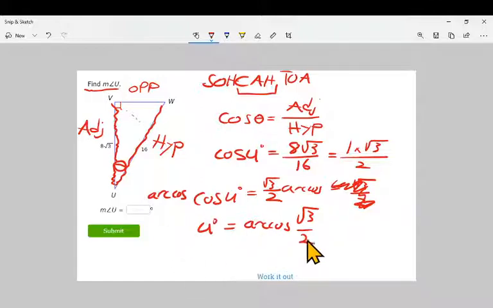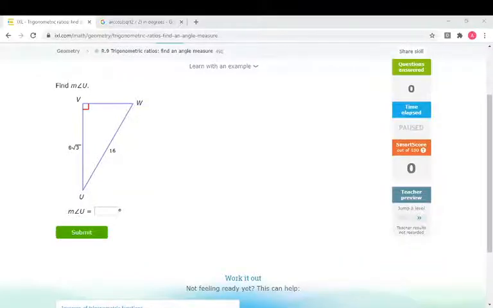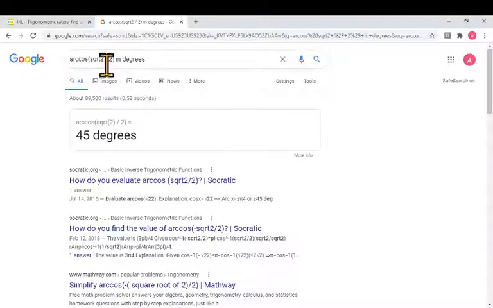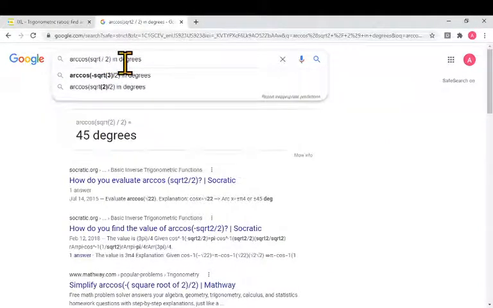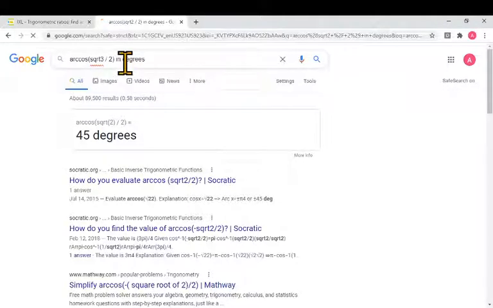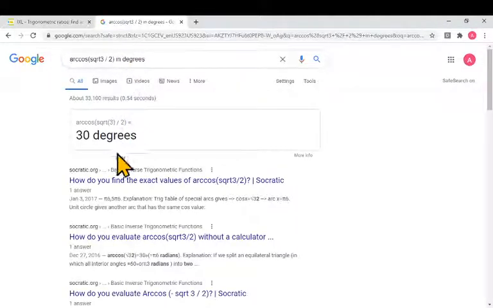If we plug arc cosine of square root of 3 over 2 into a calculator, then we will have our degree value. So I'm going to switch back to the browser here. Okay, back to the problem. We want arc cosine of square root of 3 over 2. I'm just going to type in the formula like this and click enter. And that is going to be 30 degrees.